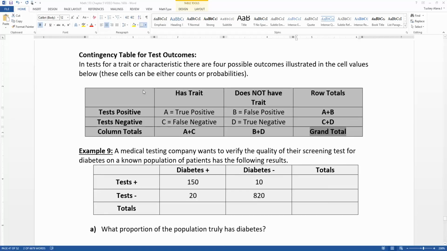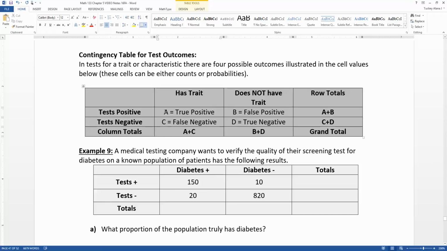So this is the contingency table for when you're testing for a particular trait or disease or a drug, that kind of thing. So they could have the trait and they could test positive for that trait. Great. They could have it but test negative. That's a false negative. They could not have the trait and then test positive, which is a false positive, not so good. And they could not have it and test negative, which is a true negative.